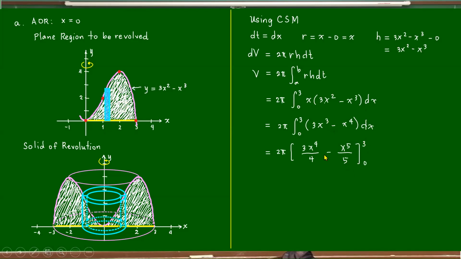Evaluating at the upper limit, we get what? 243 over 4, and this is 243 over 5. The lower limit is 0. Multiplied by 2 pi, so the volume is what? 243 over 10 times pi cubic units. So again, this is the volume, 243 pi over 10 cubic units.